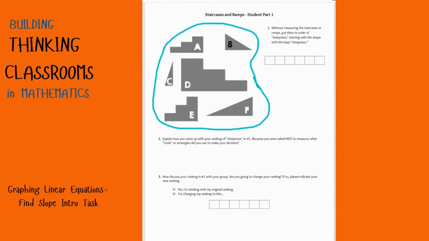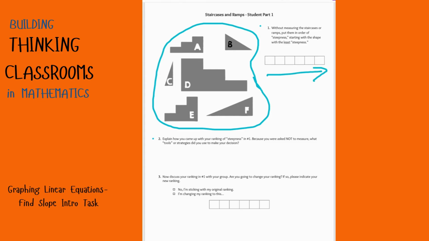Now this is going to run a little bit differently than our other tasks have. We still want you to put students into random groups, and you are going to have them sit together somewhere around the room. But the first and second part of this page are going to be done individually. We want students to take a look at these visuals and rank them in order of steepness, starting with the shape that is the least steep. They're going to list their order in these boxes.